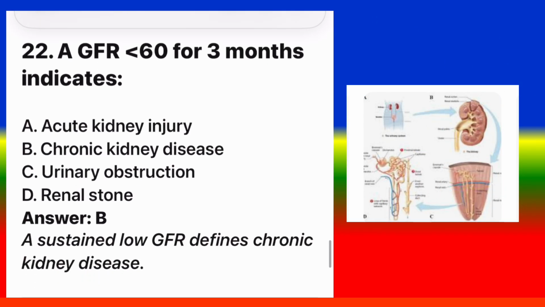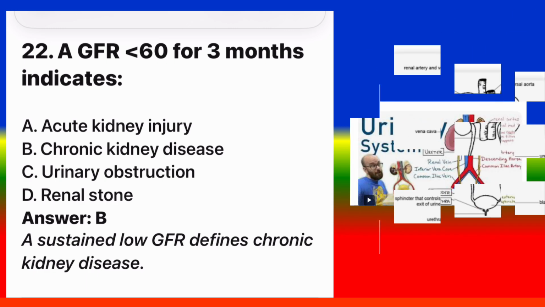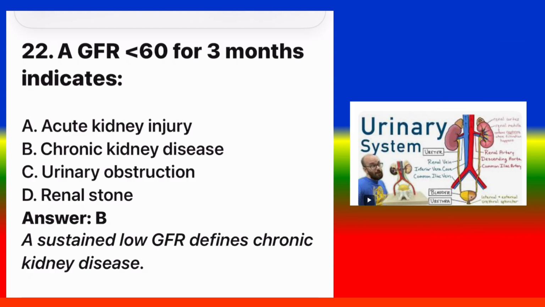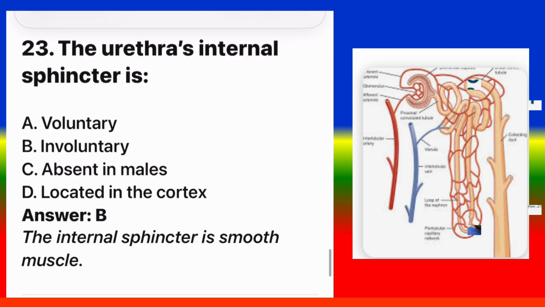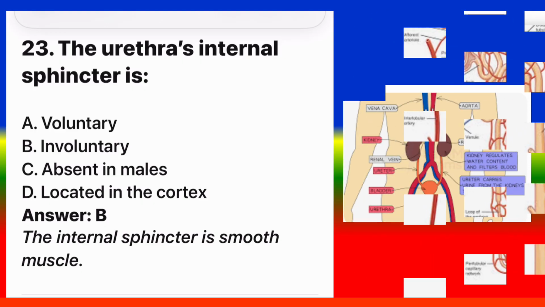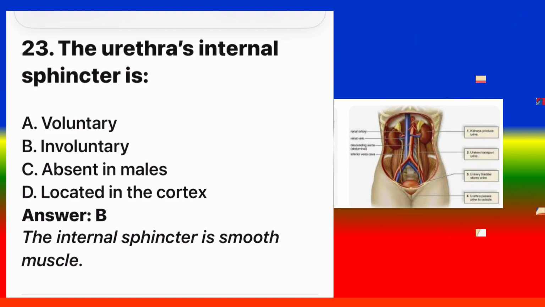22. A GFR below 60 for 3 months indicates A. Acute kidney injury. B. Chronic kidney disease. C. Urinary obstruction. D. Renal stone. Answer B. A sustained low GFR defines chronic kidney disease. 23. The urethra's internal sphincter is A. Voluntary. B. Involuntary. C. Absent in males. D. Located in the cortex. Answer B. The internal sphincter is smooth muscle.